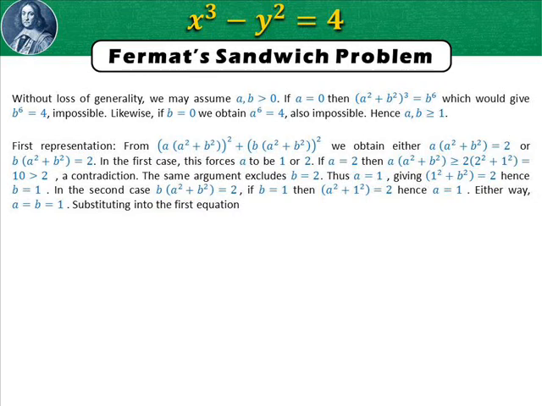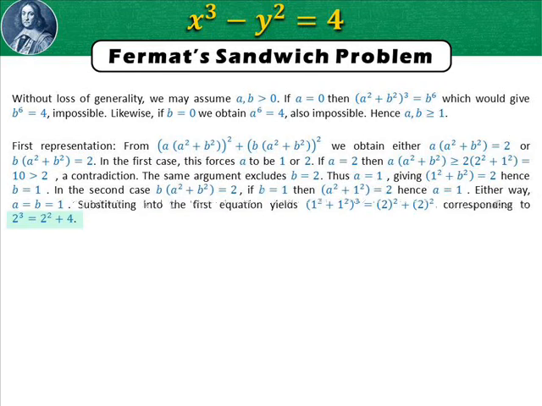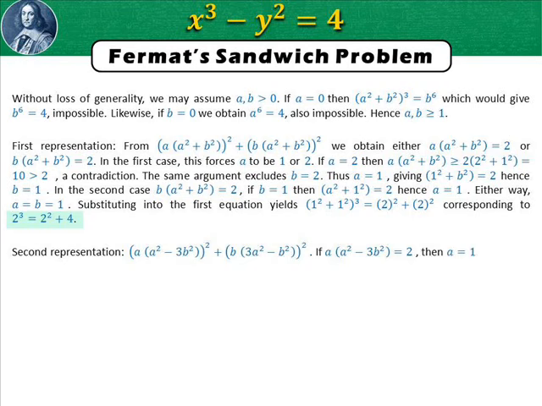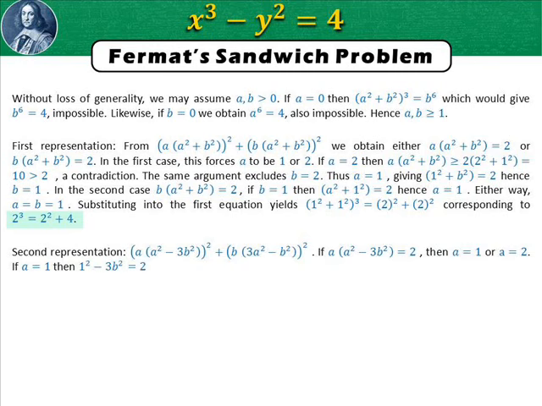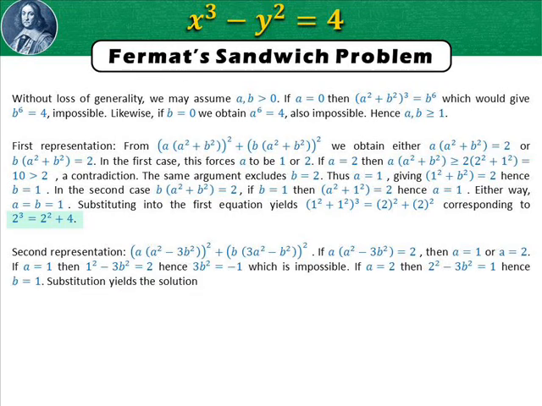Substituting into the first equation gives the first solution, 2 cubed equals 2 squared plus 4. Now we check the second representation. If a times (a squared minus 3b squared) equals 2, then a equals 1 or a equals 2. If a equals 1, then 1 minus 3b squared equals 2, hence 3b squared equals minus 1, which is impossible. If a equals 2, then 2 squared minus 3b squared equals 1, hence b equals 1.